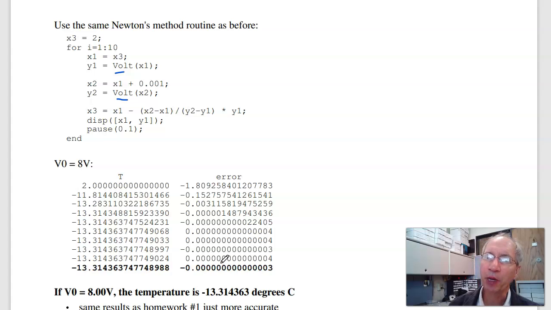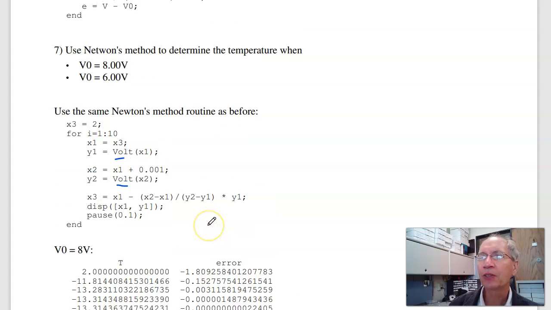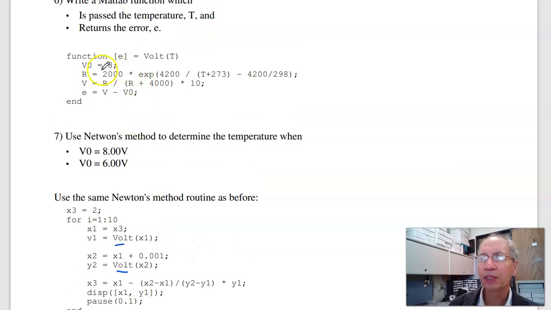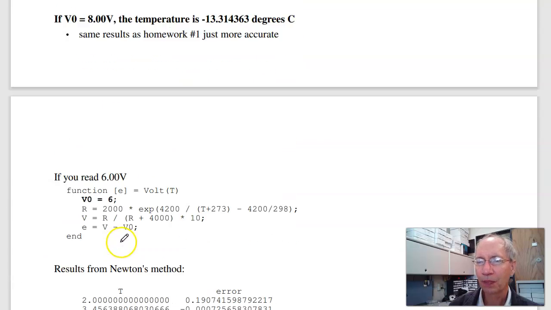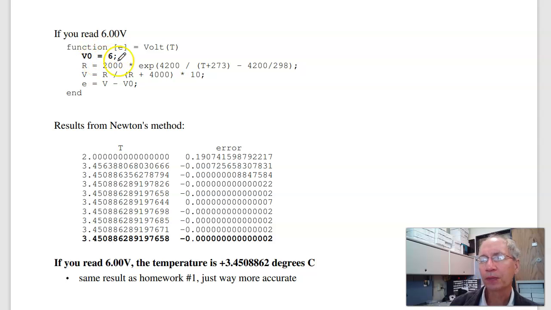And that's actually how a thermometer works. Electronic thermometer. I use a thermistor that converts temperature to resistance, and a voltage divider that converts resistance to voltage. If I know the voltage, I know the temperature. In this case, 8 volts is minus 13 degrees Celsius. If I'm at 6 volts, iterating, I'm at 3.45 degrees Celsius.